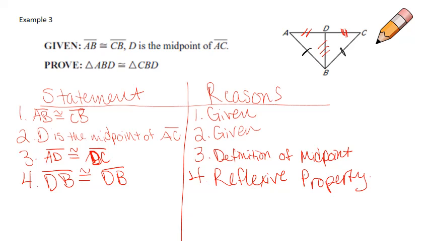And then we have enough information now because we know our two triangles are congruent by the postulate side, side, side. We have three corresponding congruent pairs of sides. So our final statement then is triangle ABD is congruent to triangle CBD.